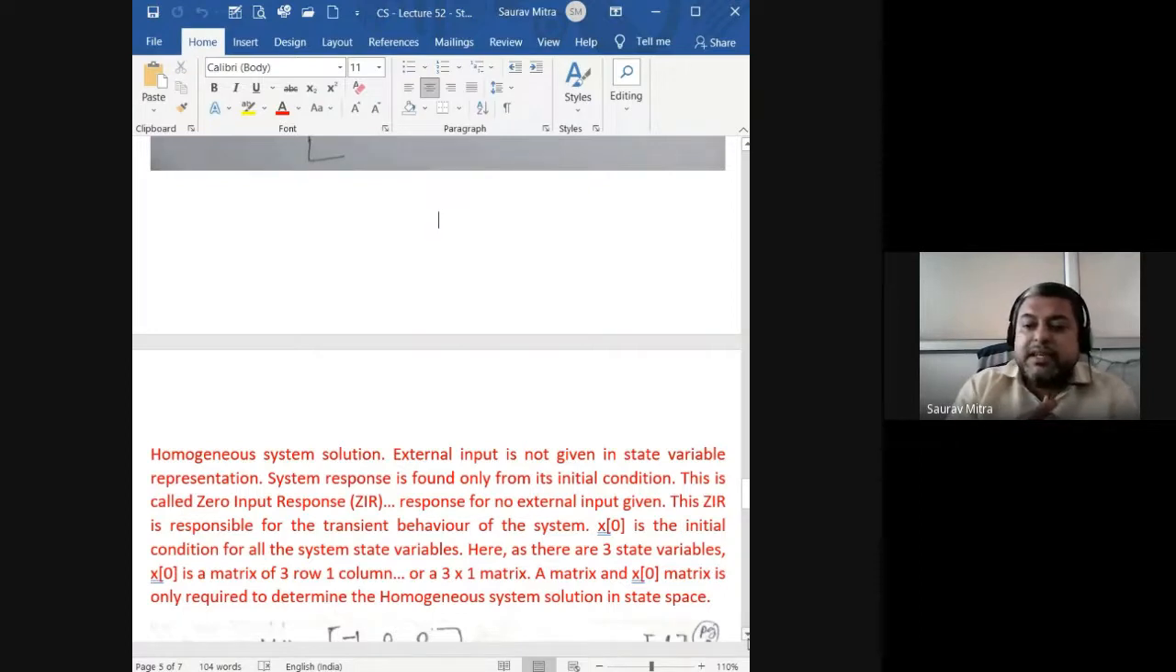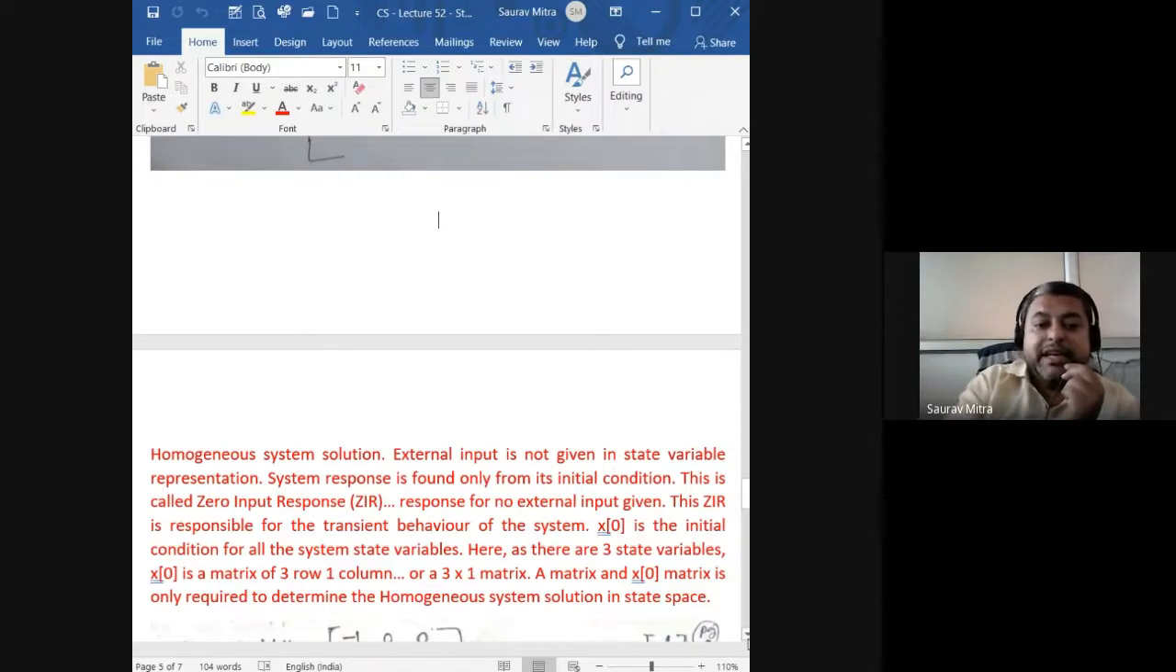In that case, whatever e raised to at we have found, just multiply x0 with that. That will be the solution of the homogeneous system, and x0 will be given to you. X0 is actually the initial condition of all the variables. If not given, you can assume absolutely anything. Generally, we assume 001, 010, 101, those kinds of things for the initial conditions. Just show that you know the step. If x0 is not given, you assume any x0, like 101 or 110, and just multiply e raised to at with x0. You are going to find the solution of the state variable model in homogeneous form.